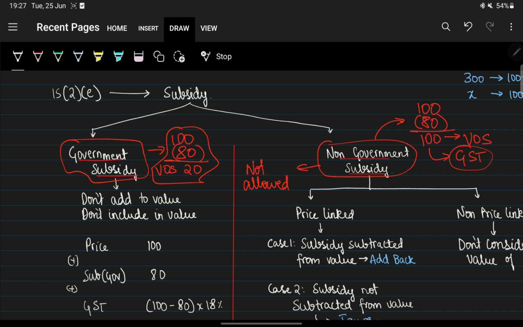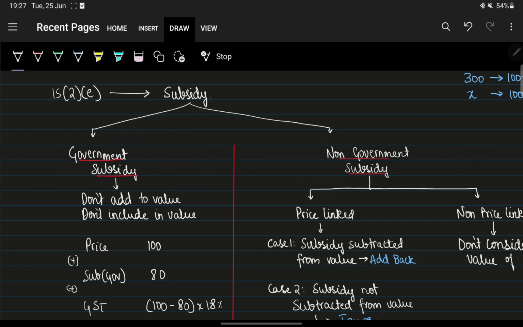So when it comes to government subsidy, you can reduce the amount of subsidy that is received, and the value of supply will reduce accordingly. But in case of non-government subsidy, you cannot reduce that for the value of supply. They're talking about only finding out the value of supply, and that value of supply is used to find out the GST amount. They're not telling that you cannot sell it at a subsidized amount. You can sell it at a subsidized amount, but the GST here will be charged only on the value of supply as determined by section 15.